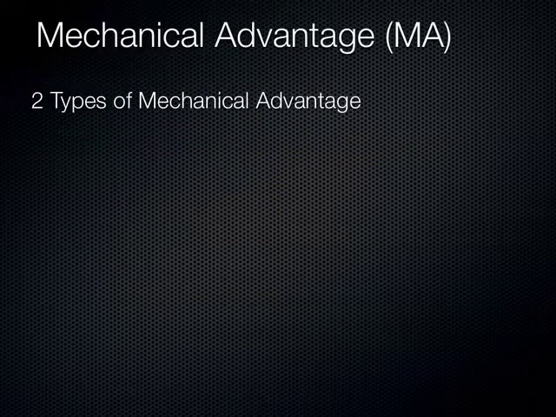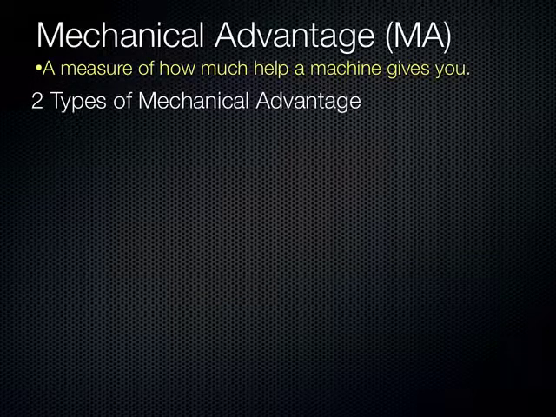All right, when we are using simple machines, we will be calculating what we call their mechanical advantage, abbreviated MA. Mechanical advantage basically tells you how much this machine is helping you. And we are going to have to calculate two different types of mechanical advantage. They're called ideal and actual mechanical advantage.